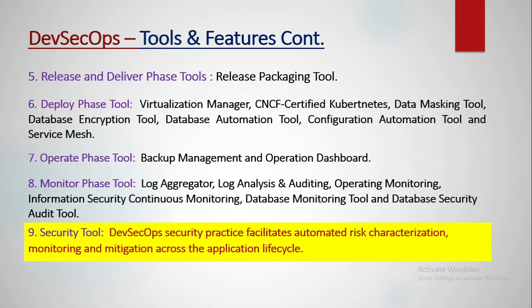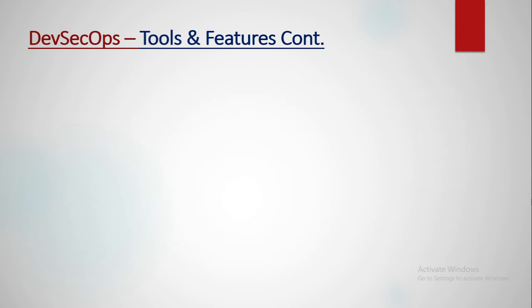Last one is security. Consider that security is not a separate section in the DevSecOps life cycle. Rather, every security activity takes place in all phases of the life cycle. This DevSecOps security practice enables automated risk characterization, mitigation, and monitoring over the life cycle of the application. That's all about DevSecOps tools and features of the tools. Okay, now we will move to the next slide.